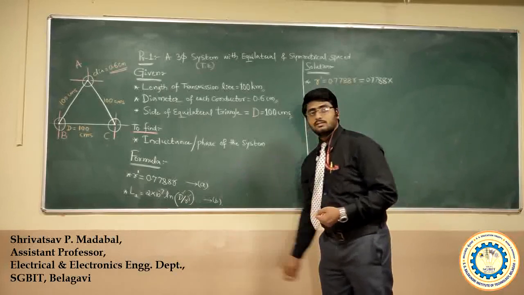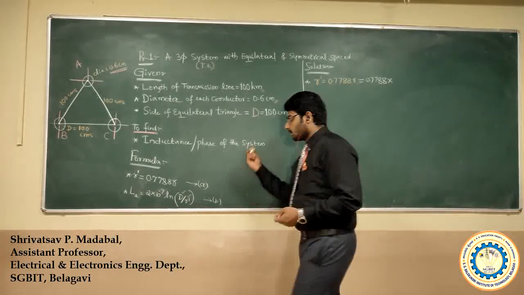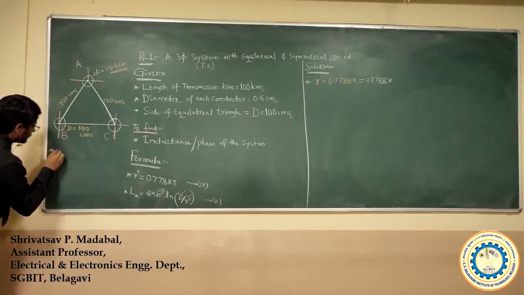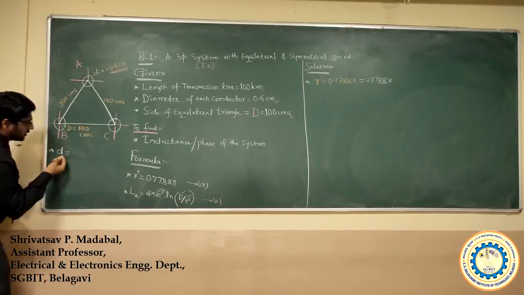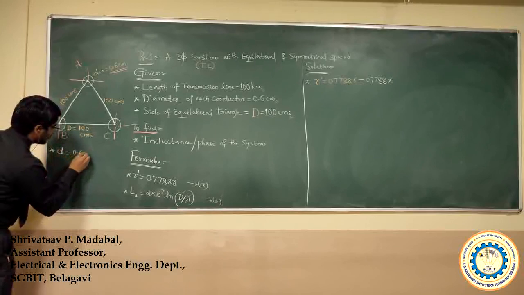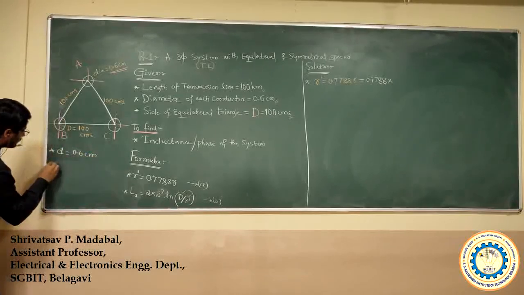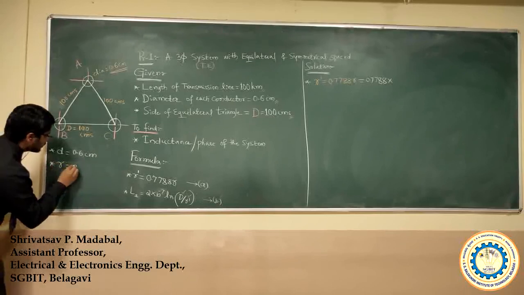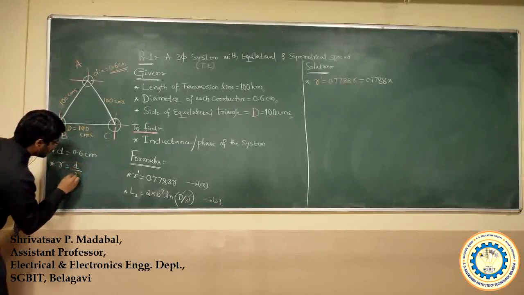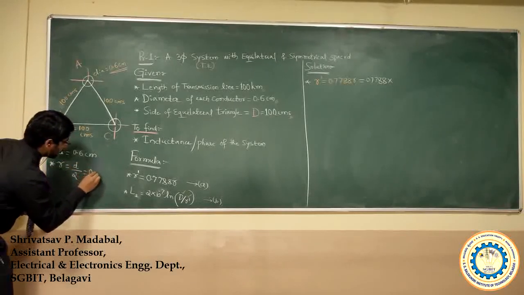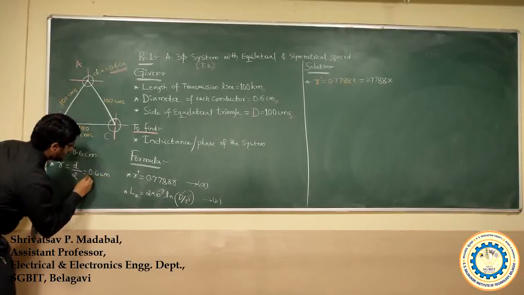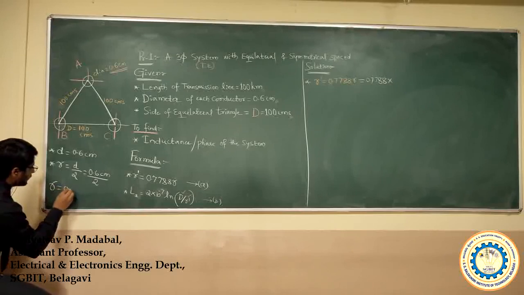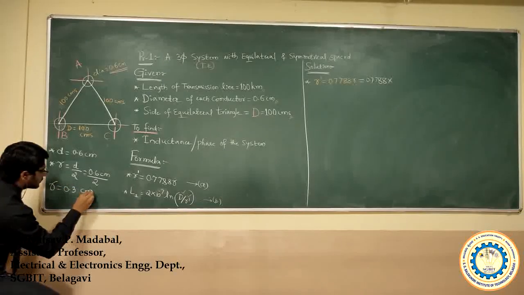R is the radius of each conductor. So let us find out the value of radius here. The diameter he has given as small d, that is 0.6 centimeter. But as I want the value of radius, that is R, is d by 2. That will be 0.6 centimeter divided by 2. So R will be 0.3 centimeters.